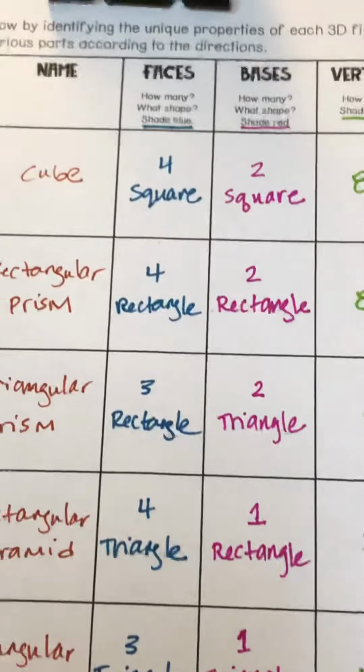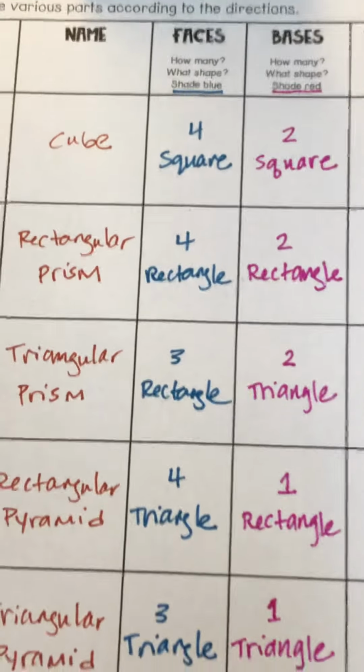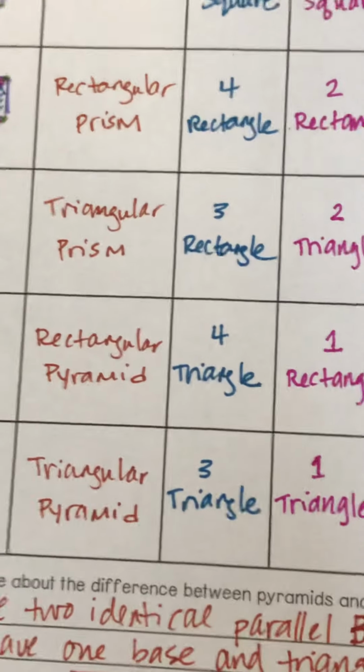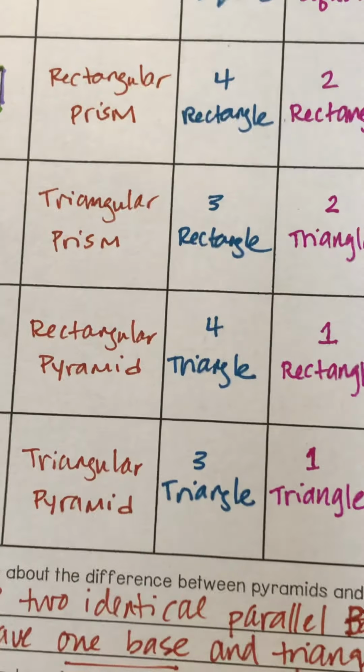And we're gonna count these all out. And I did try to color code these for you. So taking a look at the first shape. Okay, so we have a cube. How many faces does the cube have?